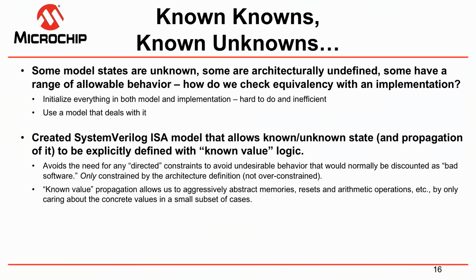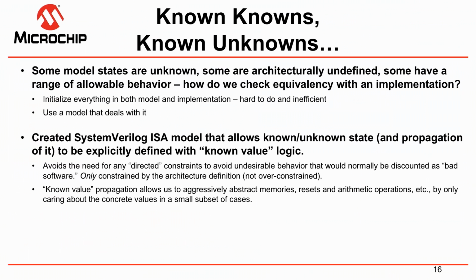In the RISC-V architecture, there's a bunch of things that are undefined, and some of those are undefined out of reset. In fact, most things are undefined out of reset in the RISC-V architecture. There are only a few things that the architecture specifies have to be reset to a known value. Therefore, when our model starts up, it has a whole bunch of architectural state in an unknown value. And there are some things in the implementation that are undefined or have implementation-specific descriptions. So how do we check equivalence with such a thing?